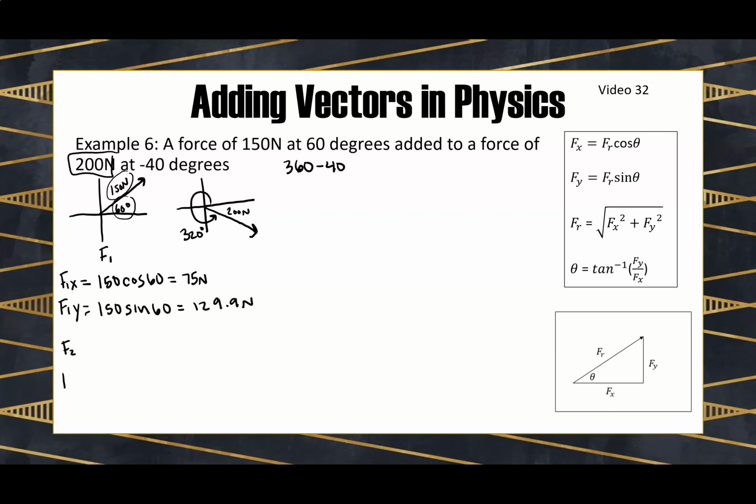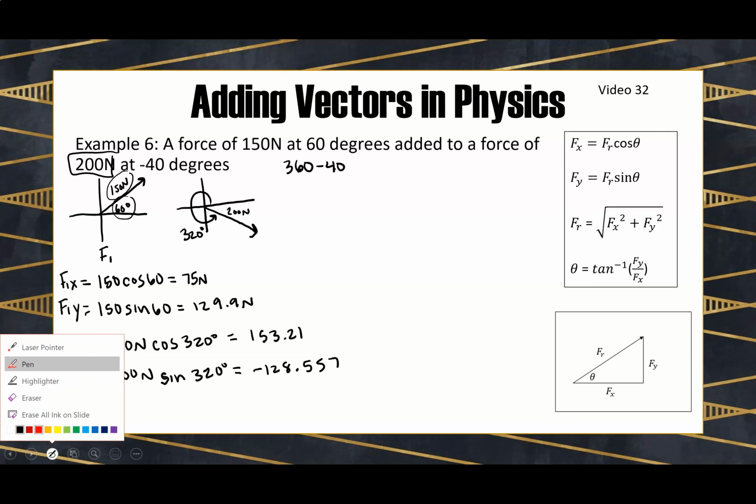Now for my F2, I'm going to go right down here. My F2 force, that's coming from this picture right here, the right one, I'm going to be at 200 newtons times cosine of 320 degrees, and then this is going to be 200 newtons times sine of 320. And those values give me 153.21 and a negative 128.557.